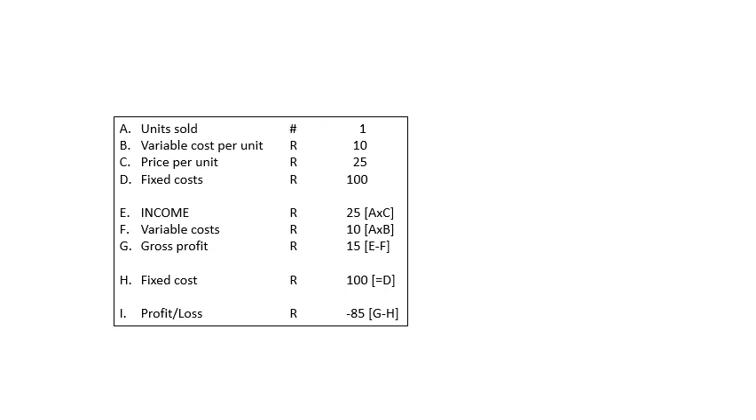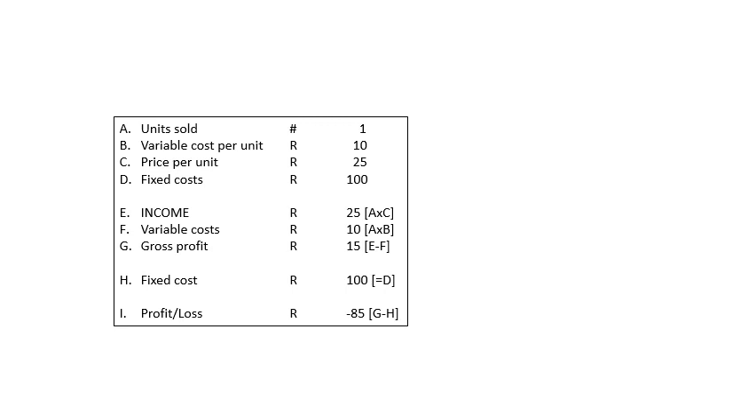So line A is the number of units sold, and to start off, we're only selling 1 unit. Line B is the variable costs per unit sold, and that is 10 Rand. Line C is the price that has been set for 1 unit, and that is 25 Rand. And then line D is the fixed costs, and that is set at 100 Rand.